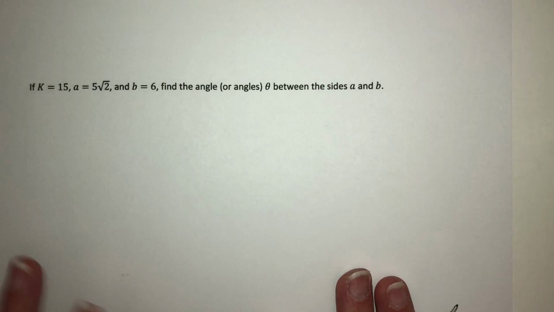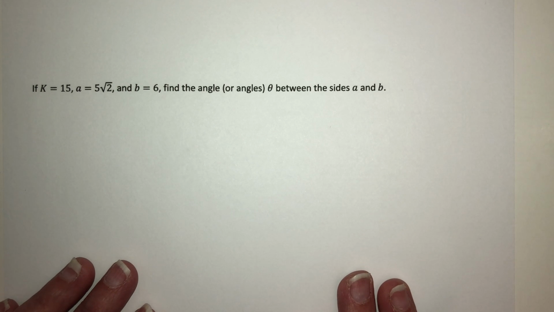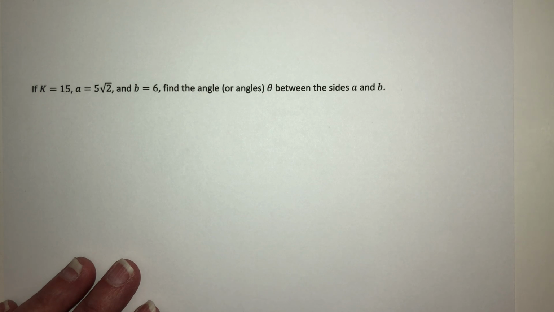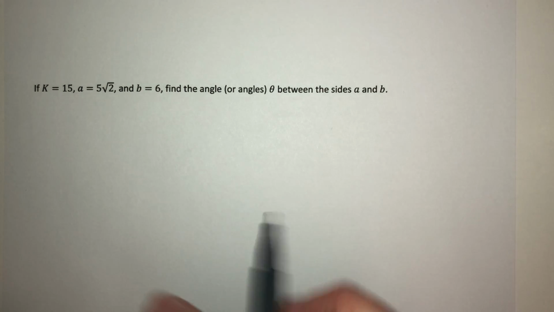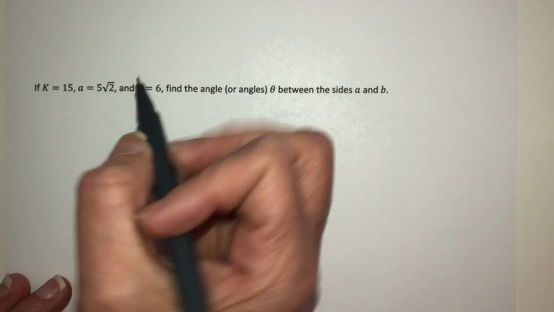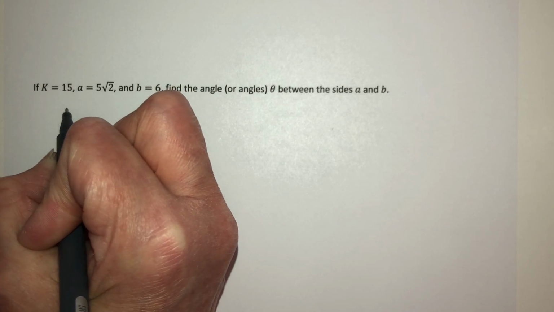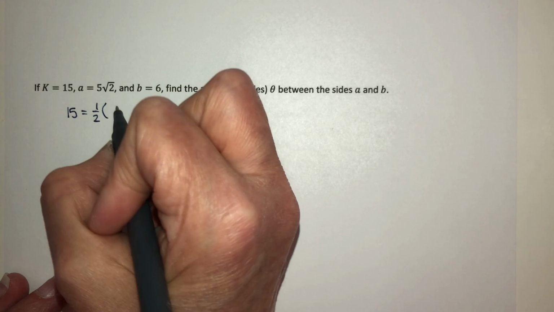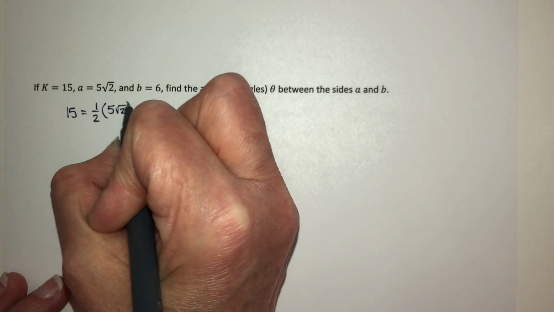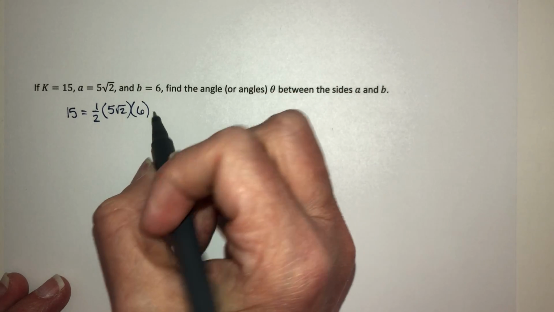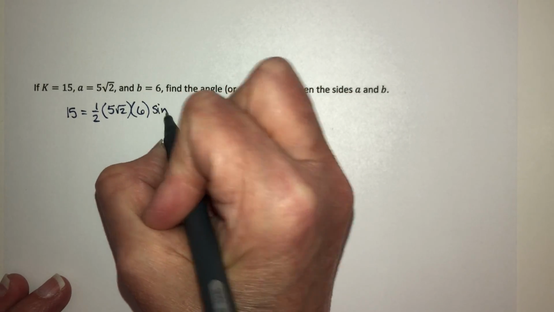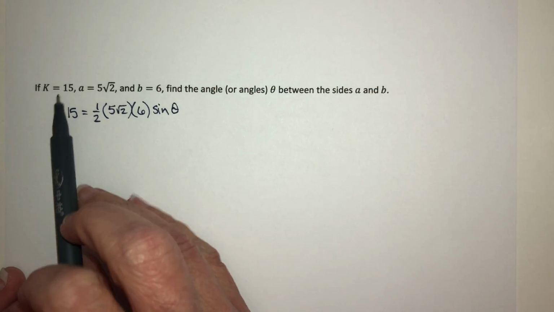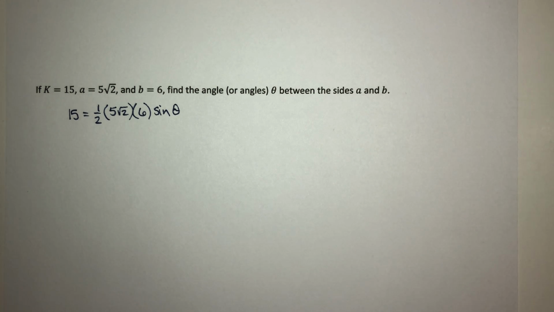Okay? So this one's a little bit different. We're given an area and two sides, and we want to find the angle or angles between the two sides. So what I have is our area is equal to 1/2 times the two sides that we have, 5 square root 2 and 6, and then multiply by sine of that angle that we're looking for. In this case, it's theta, okay? If they were labeled a, b, and c, the angle we were looking for would be C.